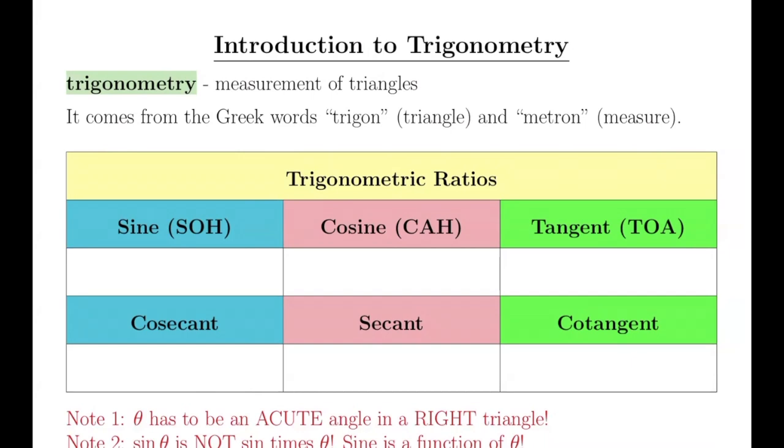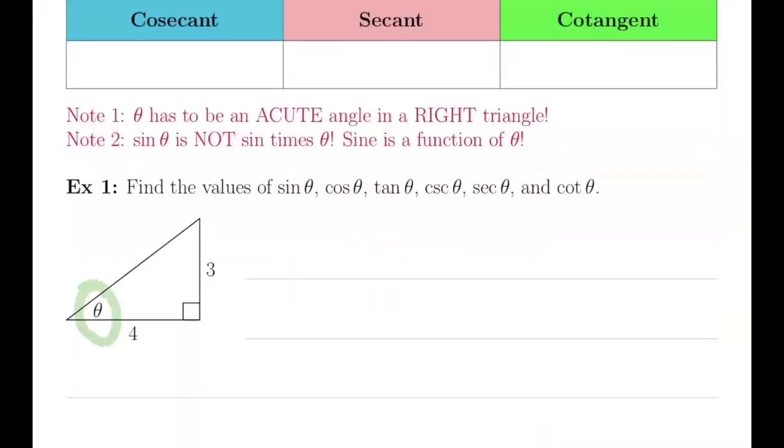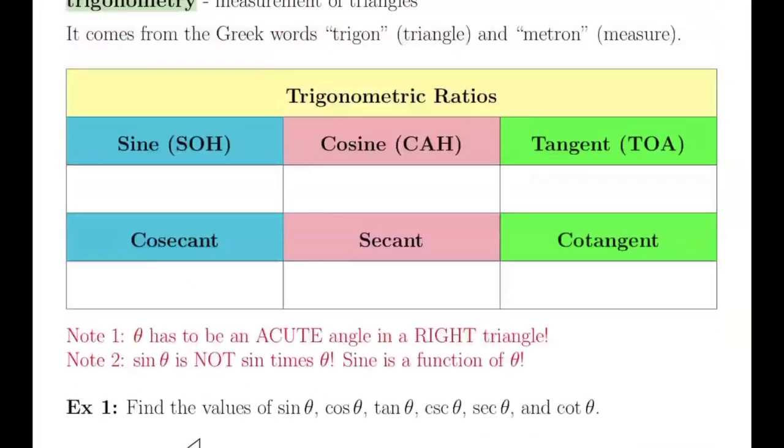So using the side measures of a right triangle and some angle theta, we can form six trigonometric ratios. Basically, a trigonometric ratio is a ratio of the lengths of two sides in a right triangle.